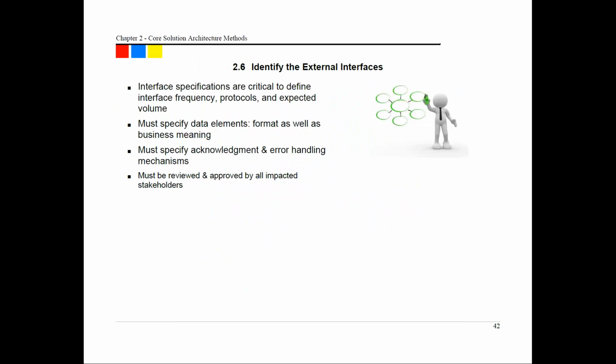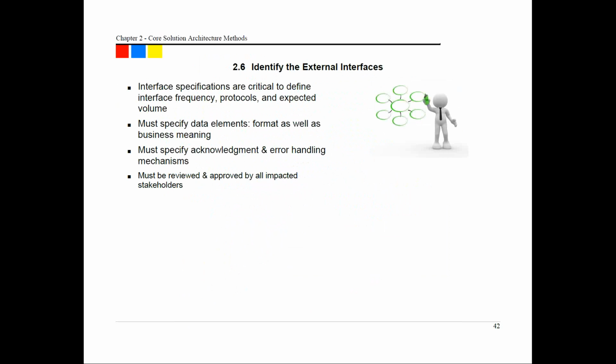And we get to the idea of interface specifications and documenting the information that crosses the boundaries. So we identify the external interfaces. Interface specifications are critical to define interface frequency, protocols, expected volume. They have to specify data elements, and not just business meaning, but eventually we have to specify formats. And so we can also have definitions at various levels of detail. But certainly at some point we have to specify formats and nitty-gritty representations.